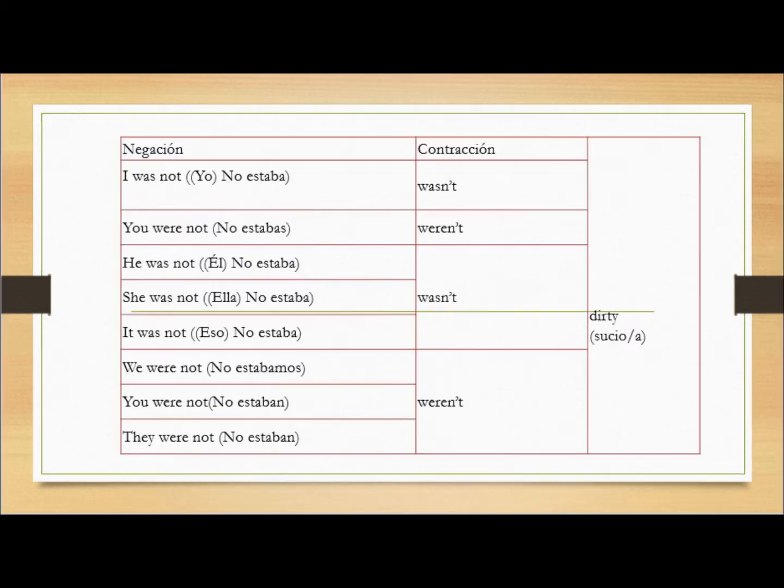Okay, and to form the negative, we will add not to the correct verb form. We can contract it as we did in the present sentence by adding n't to either of the forms of the verb.